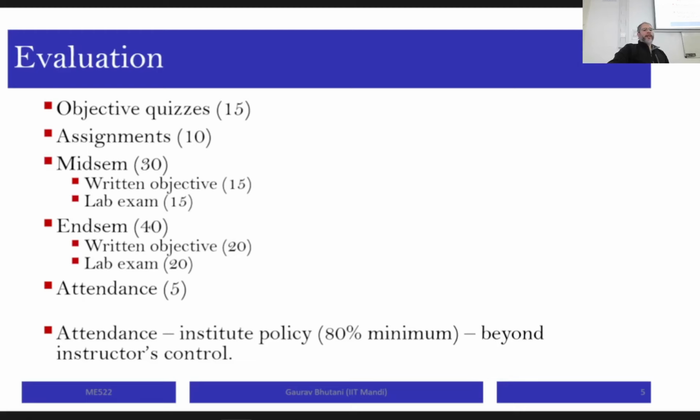The end-sem is 40%, again the same split, 50-50% for written and lab, and we have 5 marks for attendance. Now earlier we used to have 10 marks for attendance, but there is 80% minimum attendance in all courses. So we have to follow that. That is beyond my control. I'm saying that very clearly this time, so I will not be repeating that towards the end. So please make sure you maintain 80% attendance.